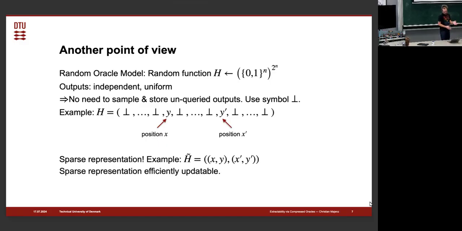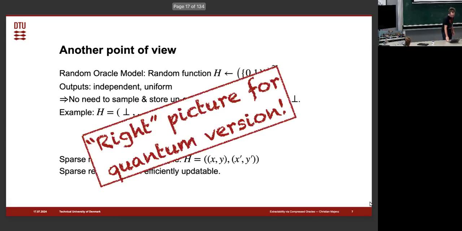The good thing is that the sparse representation is not only efficient in terms of memory, but we can also update it directly, instead of going back to the big representation, updating it, and then going to small again. And this turns out to be the right picture for looking at the quantum version.